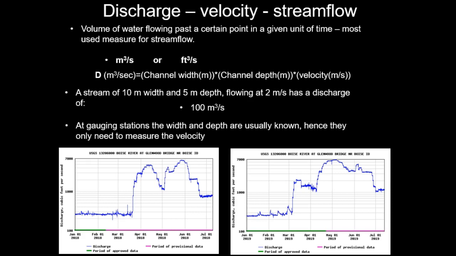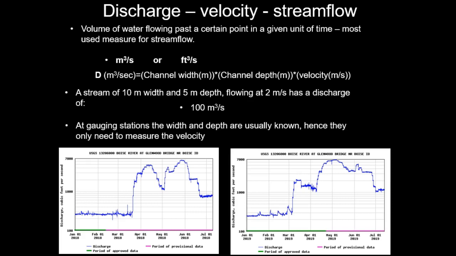So that's why the units are going to be some sort of distance that is cubed. So width times depth times the distance part of velocity over some unit of time, which would be part of the velocity measurement. So, for example, a channel that has a width of, say, 10 meters and a depth of 5 meters, and that is flowing at a speed of 2 meters per second, will have a discharge of 100 cubic meters per second.